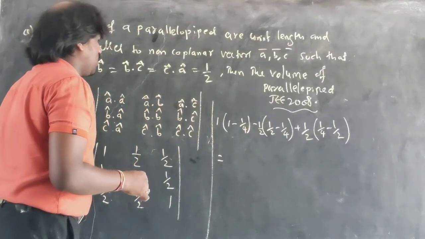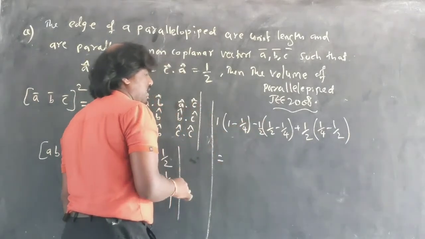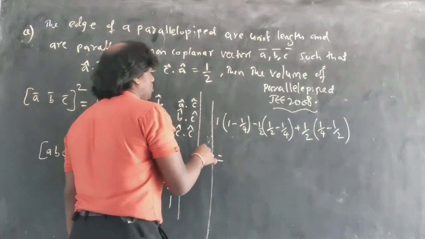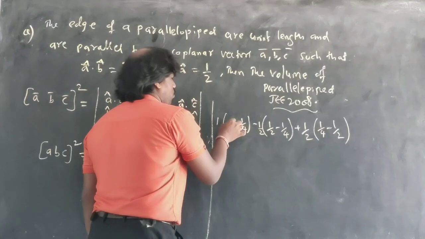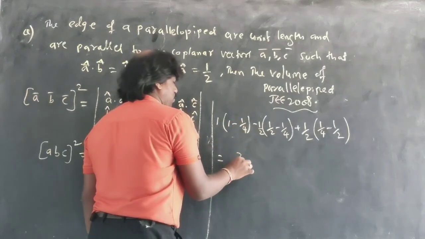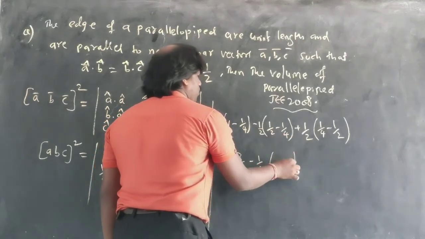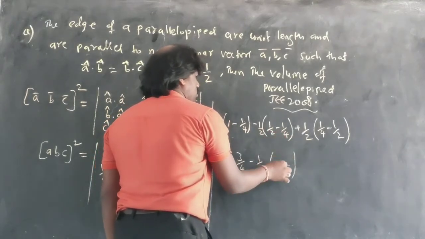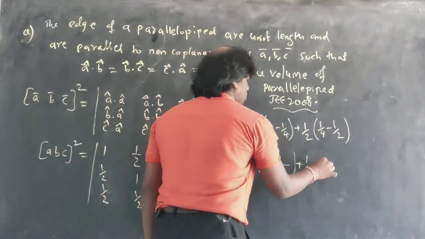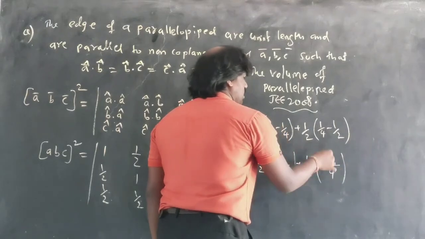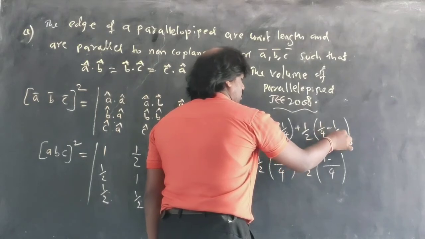Let us see the answer. The volume of this, I am going to get 1 by 2. So here, 1 minus 1 by 4: 4 ones are 4, 4 minus 1, 3 by 4. Then minus 1 by 2 into, 4 is the LCM, so 2 minus 1, which is 1. Plus half into, 4 is the LCM, so 1 minus 2.